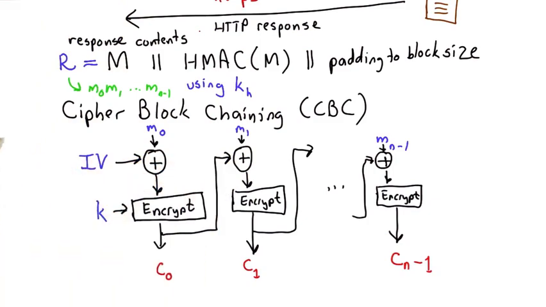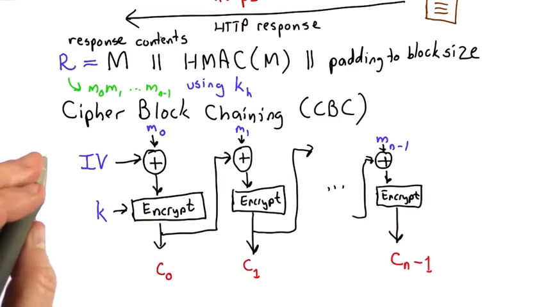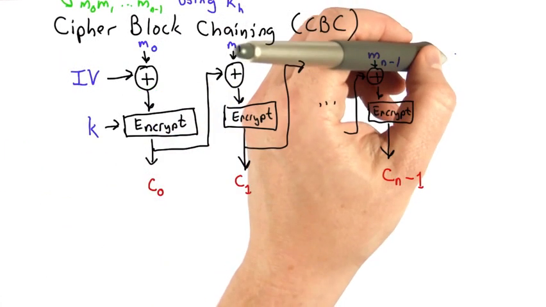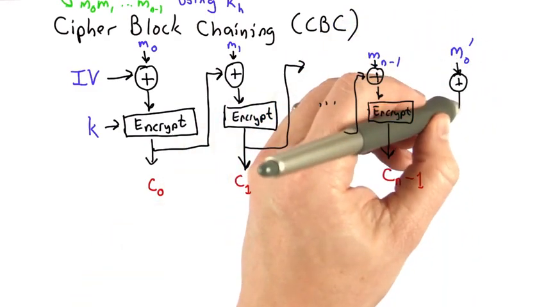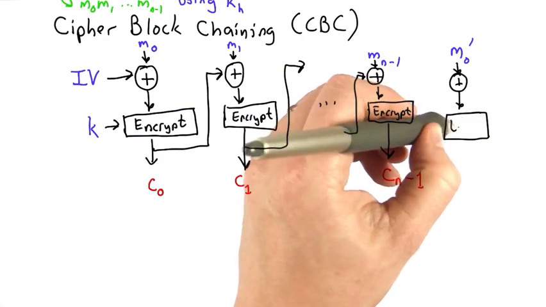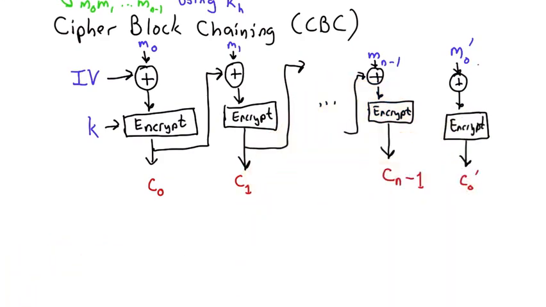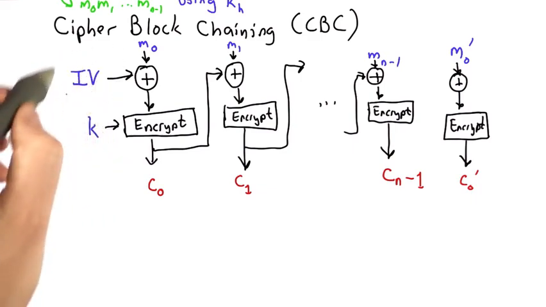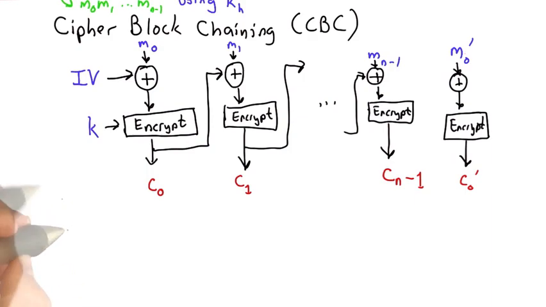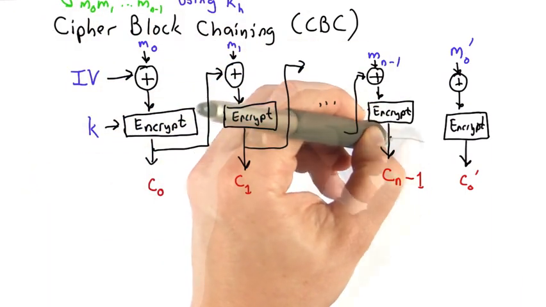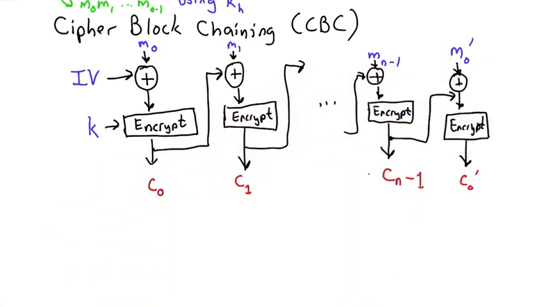But in a session, there might be multiple responses. So when the next response is done, we don't want to do the whole handshake protocol again. So in the next response, whatever the next message block is, which is going to be M'0, will be encrypted using CBC mode again. That will produce the ciphertext block at the beginning of the next message. What we need is an IV here. We don't want to use the same IV again. That would make it clear if M0 equals M'0. So the approach taken by TLS is to use the last ciphertext block of the previous message as the IV for the first block of the next message. So this effectively makes it seem like it's one long message.